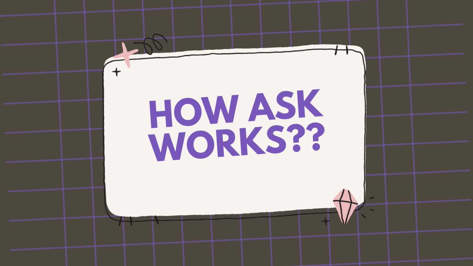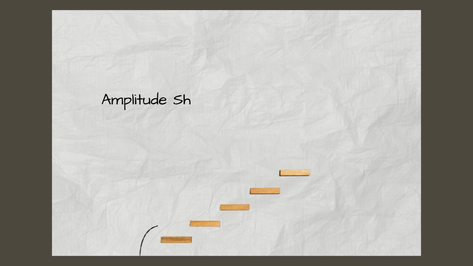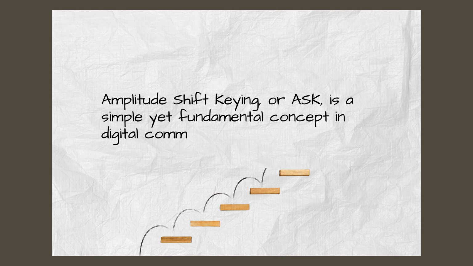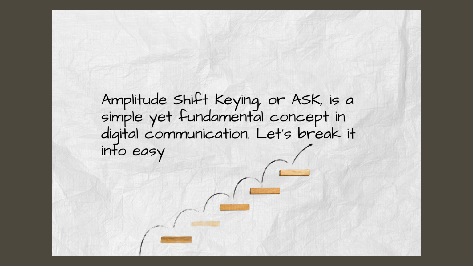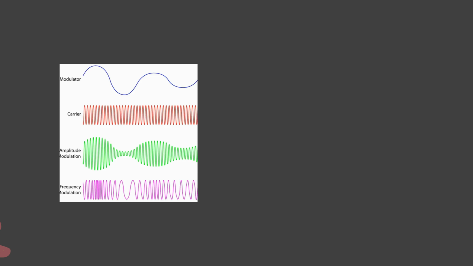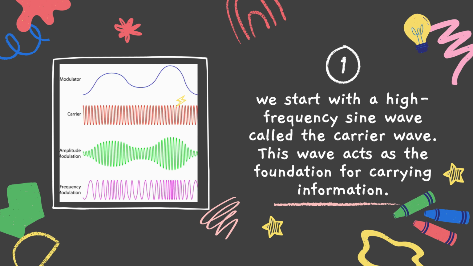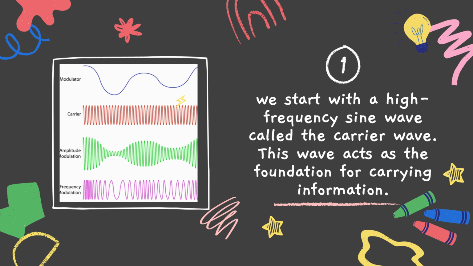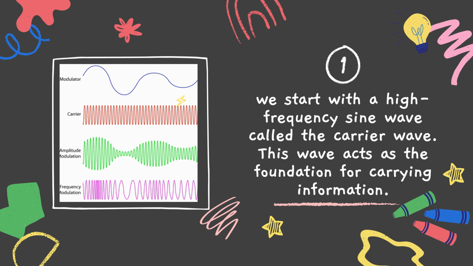How ASK works? Amplitude shift keying, or ASK, is a simple yet fundamental concept in digital communication. Let's break it into easy steps. First, we start with a high-frequency sine wave called the carrier wave. This wave acts as the foundation for carrying information.